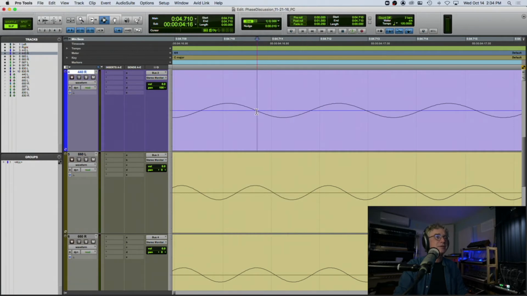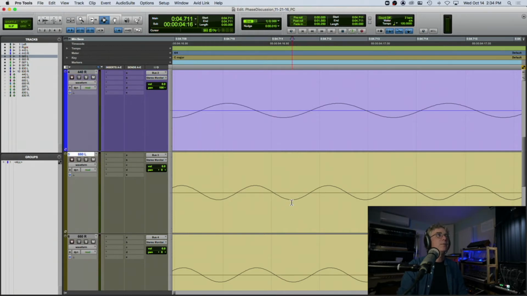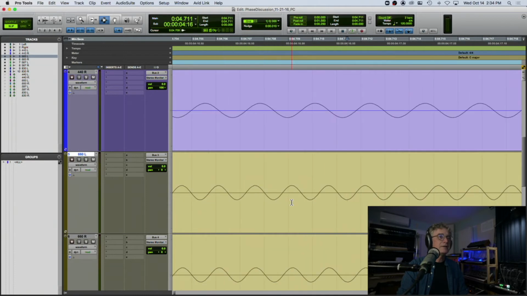If I do the same with this, it takes up 2/100ths of a second. So this is twice as long as this to complete one waveform. Now, does everybody understand the difference?